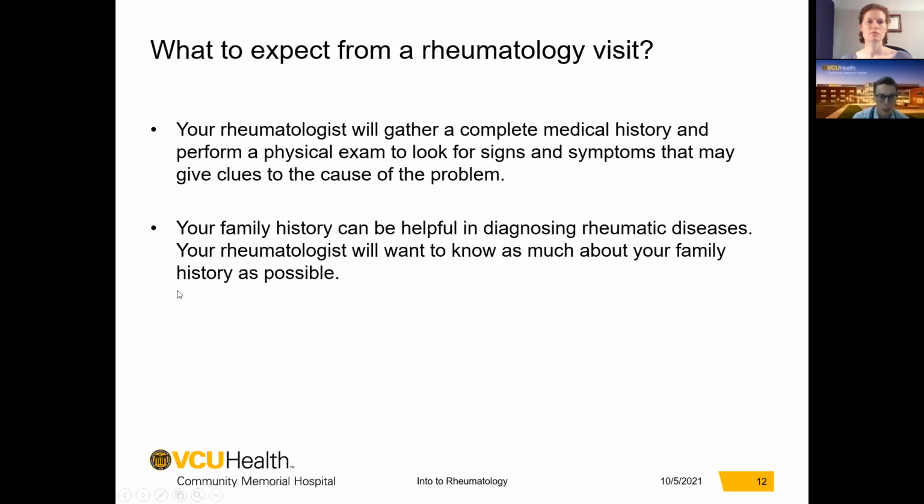So when you go to see a rheumatologist, what are you going to expect? The first thing is we really like to talk a lot, because history is important, and rheumatic diseases can often be difficult to diagnose. So you telling us your story can be very, very helpful in terms of what your symptoms and the progression of your symptoms have been. Like we mentioned, family history is also very important, as many of our diseases do have somewhat of a genetic background to them as well.